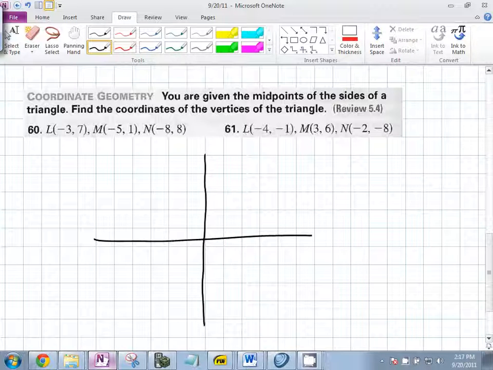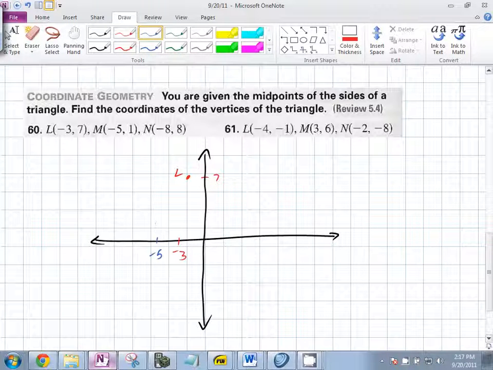You can estimate. It doesn't have to be super exact, but -3, 7. So let's say -3, and that's 7 up here. So we have point L right there. And then we have M is -5, 1. There's M. And then N, let's make that -8, 8. And there's N. So those are the midpoints of the triangle.